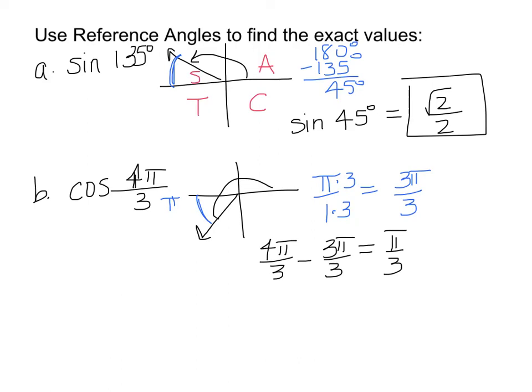And we already know from quadrant 1, cosine of pi over 3 is 1/2. And you always got to check A, S, T, C. But see, in quadrant 3, cosine has to be negative. So you got to make sure you make it negative.